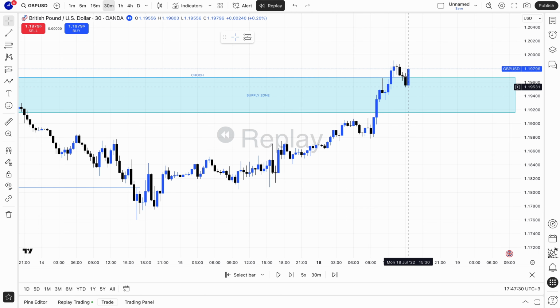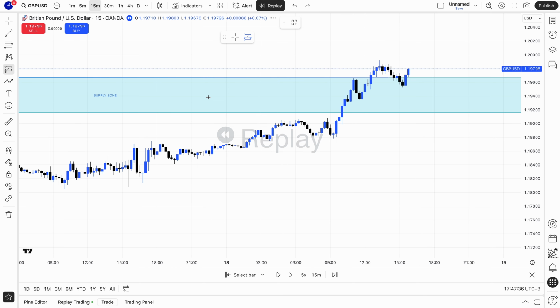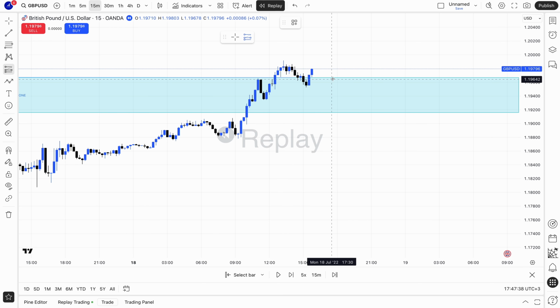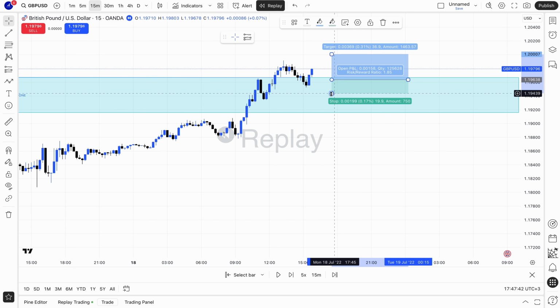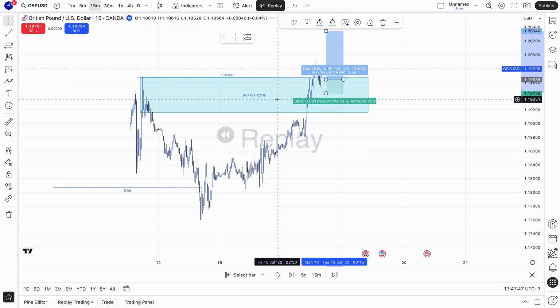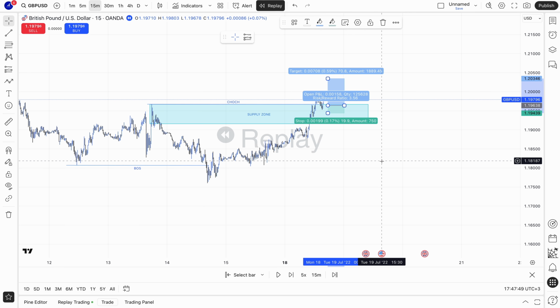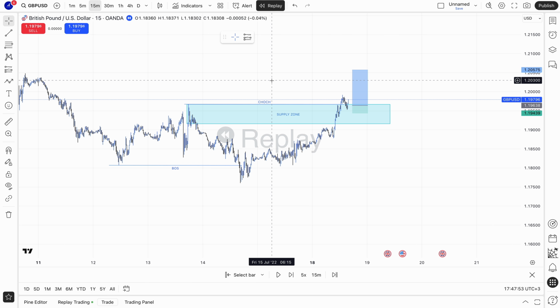we have a break and the retest, 30 minutes. Then we go to 50 minutes for our entry. And our entry is here. Stop loss just below. Then we target here, 1 to 4.